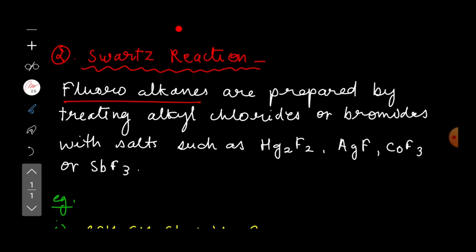Fluoroalkanes are prepared by treating alkyl chloride or bromide with salts. The salts are like mercurous fluoride, silver fluoride, cobalt fluoride, or antimony fluoride. It means when chloro or bromoalkanes are heated with salts like Hg2F2, AgF, CoF3, or SbF3, we can obtain fluoroalkane.